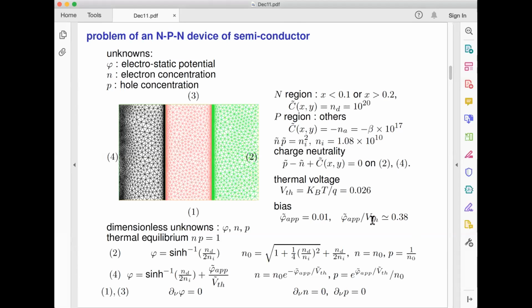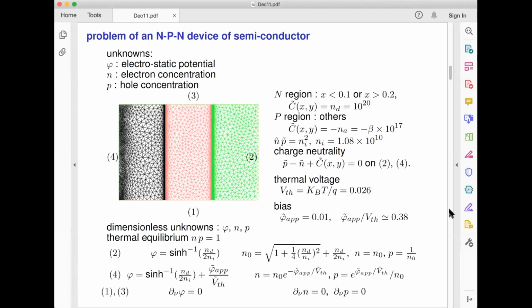And then in practice, we put a bias on the left wall. It's called phi up. The real value is 0.01, but after dimensionless scaling, this value becomes 0.38. So this value is not too small, and it has a significant effect on the solution. We would like to see that later.